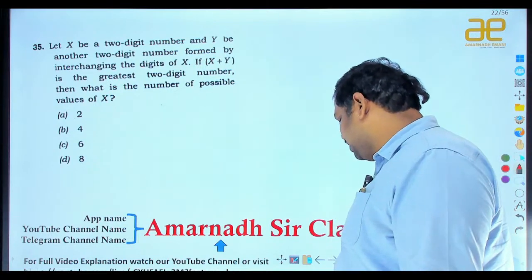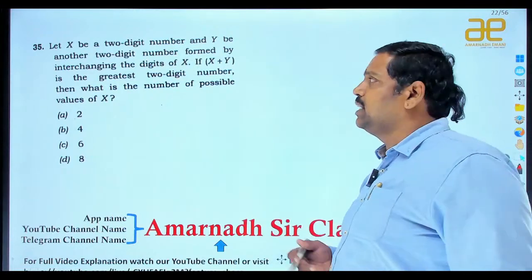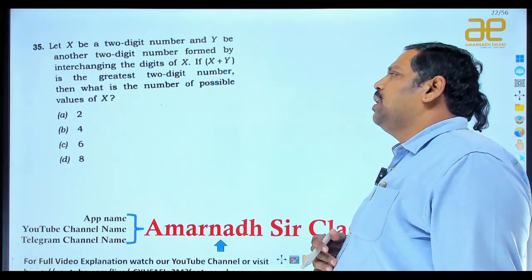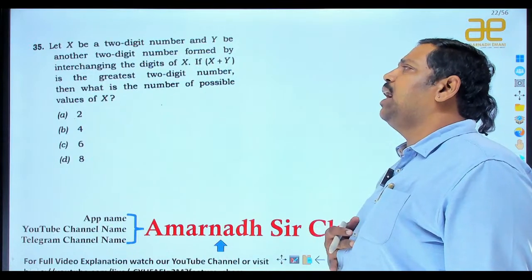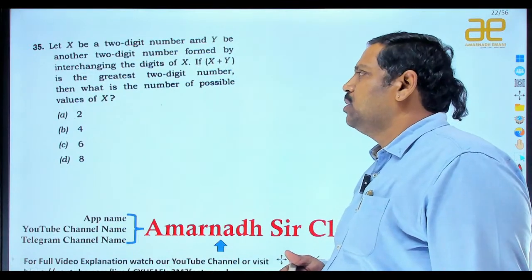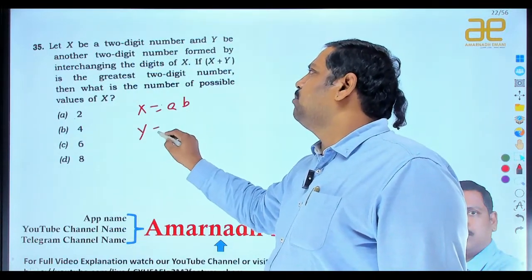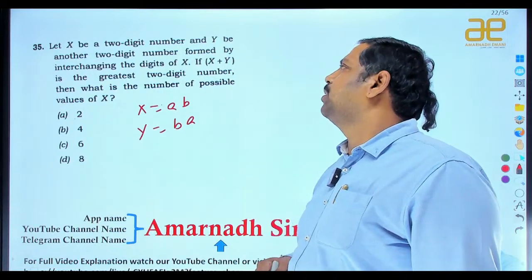CSAT means civil services here. UPSC civil services is there, no? It's the arithmetic reasoning part. Let x be a 2-digit number and y be another 2-digit number formed by interchanging the digits of x. So x is a 2-digit number, AB. Y is a 2-digit number. Remember, if you reverse it, you will get it.